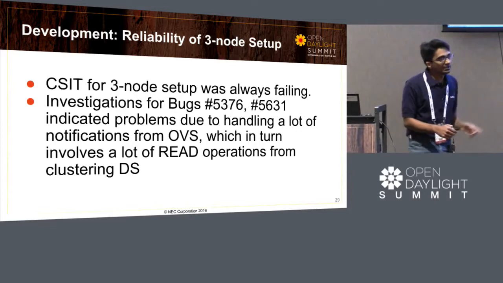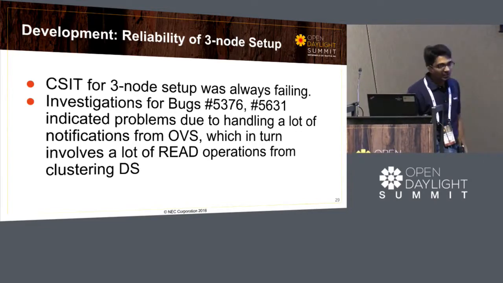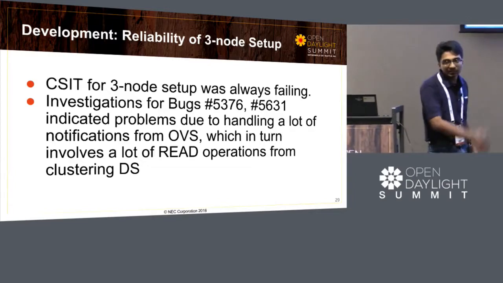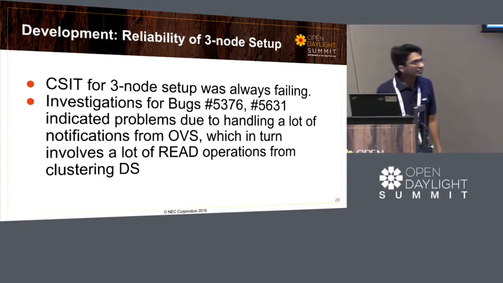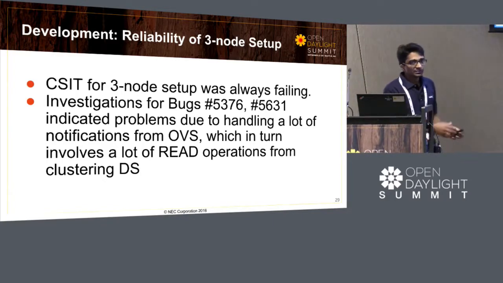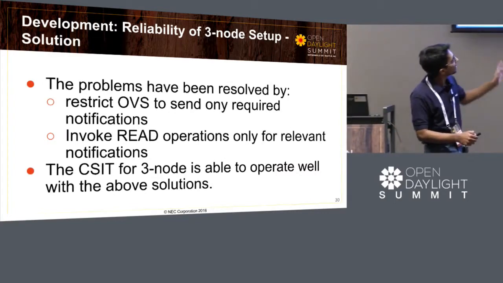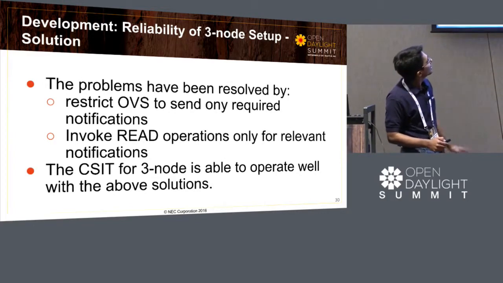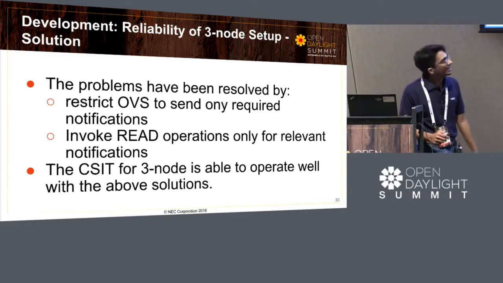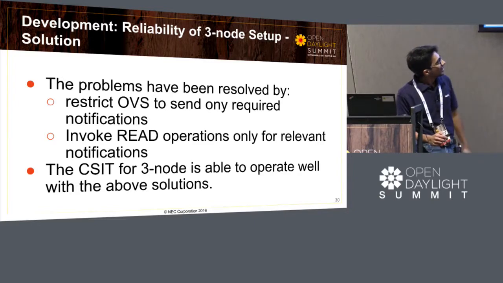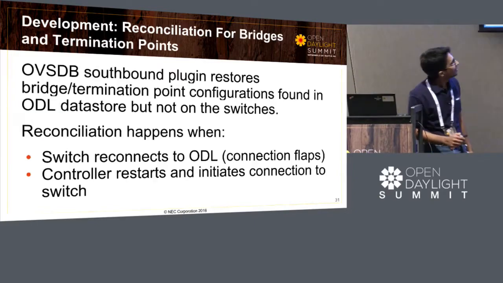And then, okay, this is the key activity. We had the 3-node job running, but for some reason, whenever ODL had a failover, the 3-node jobs were failing regularly. This was a long-running investigation for these bug reports. At the end of it, what we identified was that there were a lot of notifications from OVS that were being handled. This fix enabled us to have a stable 3-node job for the legacy network. So OVS was restricted from sending all notifications, and the read operations for every notification received were restricted. This way we were able to stabilize the 3-node job.